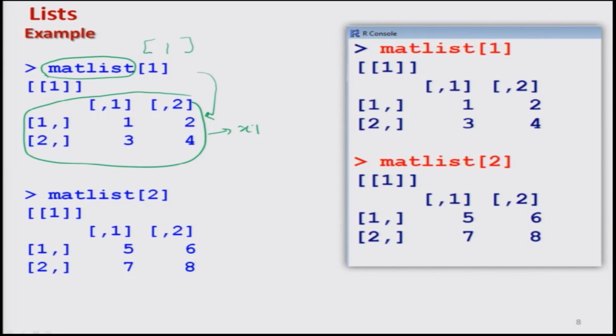Similarly, in case I want the second element in the list, again I have to write down the variable name mat list and inside the square brackets I have to write 2. As soon as you enter it, you get this outcome, which is nothing but your matrix x 2. Now, there can be another question: if you want to extract a particular element of the x 1 matrix or of the x 2 matrix, that can also be done, and we will see that later on. But first, let us try to operate this in the R console.